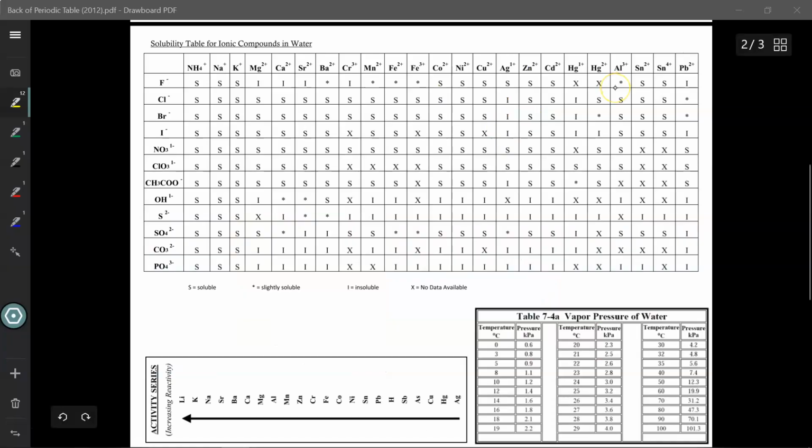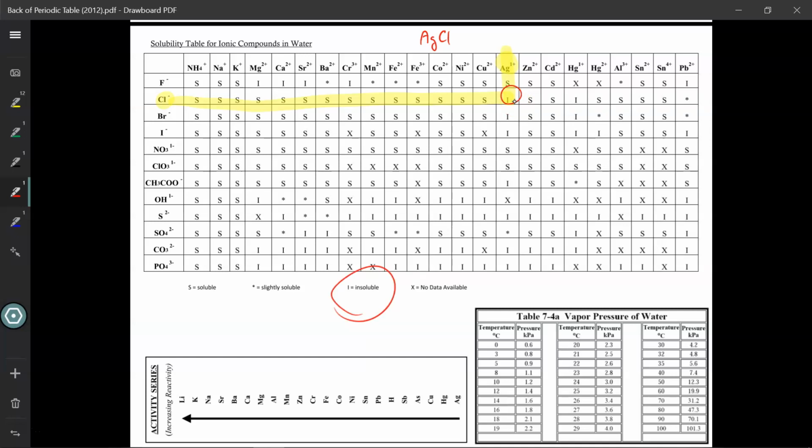Now, in previous years, you may have been given a solubility chart, like this one over here, or a set of solubility rules to determine whether a compound is soluble in water or not soluble in water. So for instance, if I had asked you, is silver chloride soluble or insoluble, you would have just taken a look at the chart and said, okay, here's silver, here's chlorine. When I go through them, it says I for insoluble, and that is how you would determine whether a compound was soluble or insoluble in water.